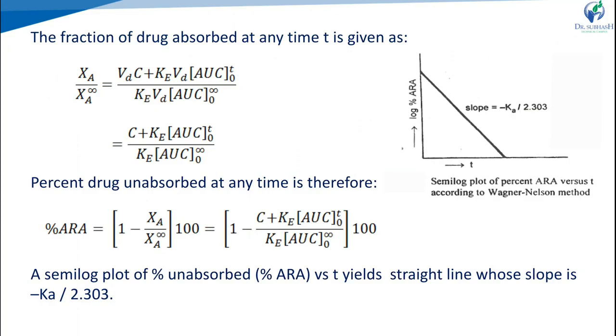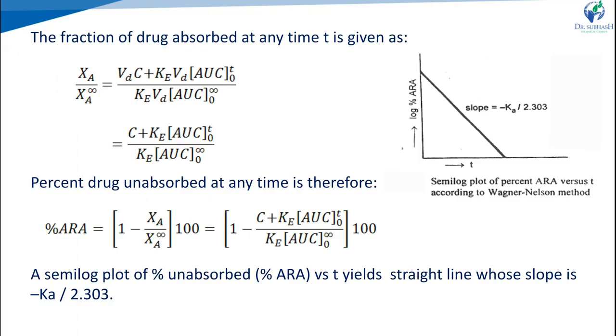Their values we have to put from the previous equation. So Xa is equal to Vd into C plus Ke into Vd into AUC 0 to t, and for Xa infinity we have to put the value from the previous equation: Xa infinity is equal to Ke into Vd into AUC 0 to infinity. Then we have to do the subtraction, remove the common values, and find the final equation: Xa upon Xa infinity is equal to C plus Ke AUC 0 to t, divided by Ke AUC 0 to infinity.